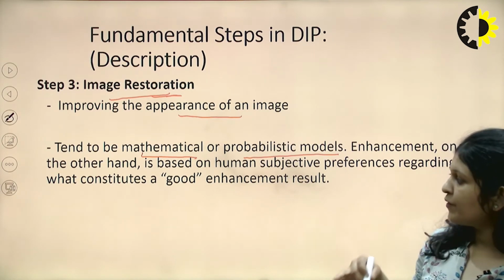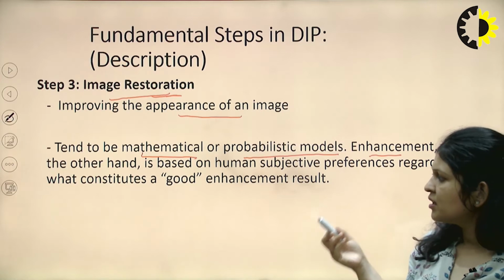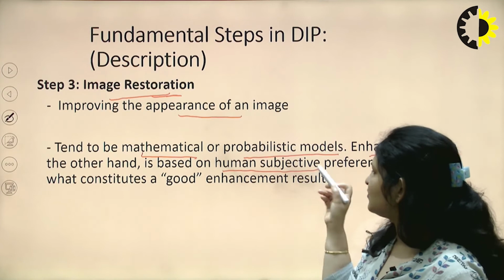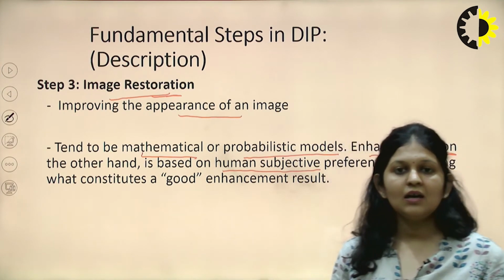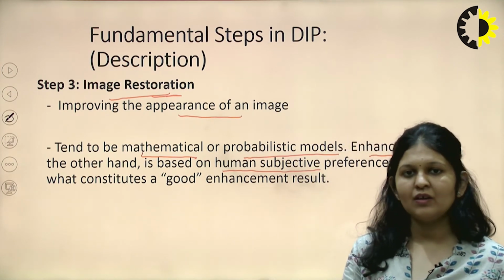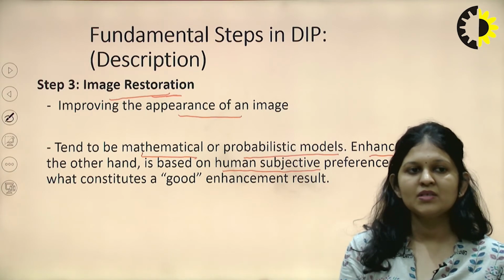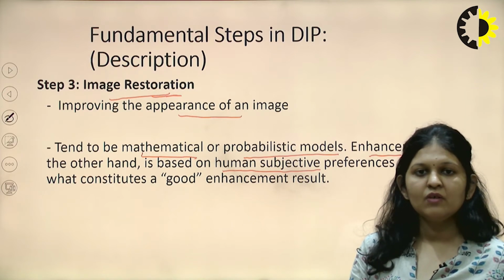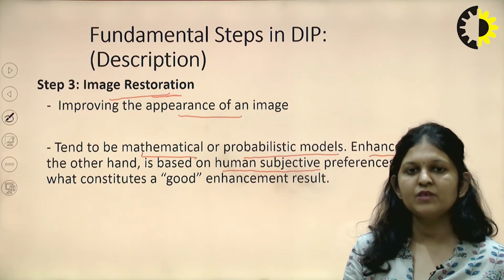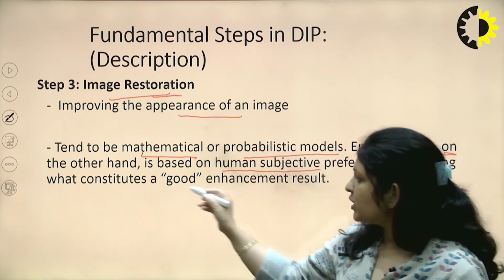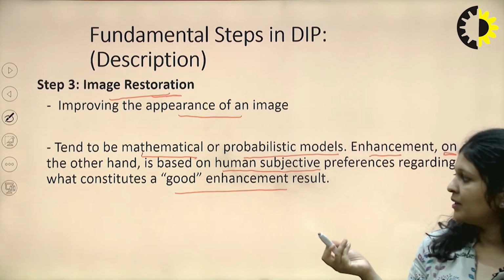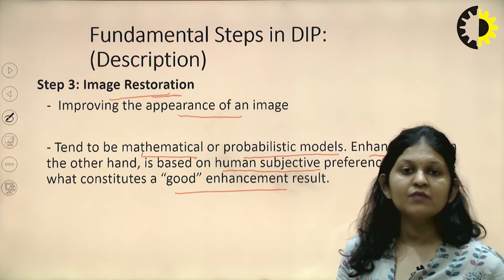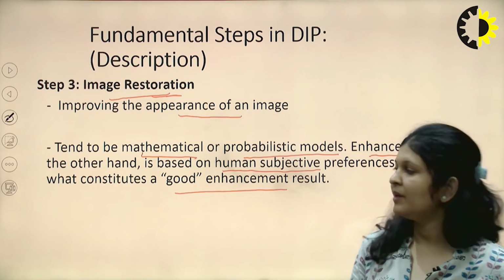This is different from enhancement because enhancement, on the other hand, is more or less a human subjective preference. That is, a particular image which is of good quality for me may not be of good quality to someone else. It depends on person to person perception, what their preference of a good quality image is. So enhancement depends on the way we look at the image, and restoration would always give you the same result because it depends upon mathematical models.